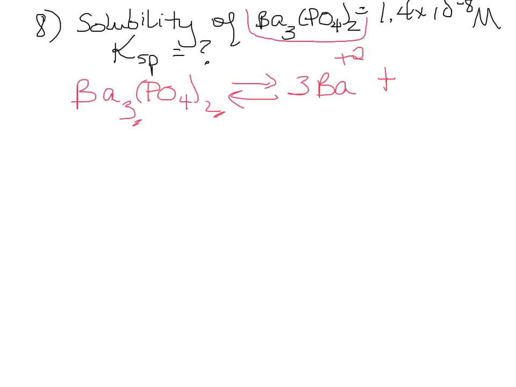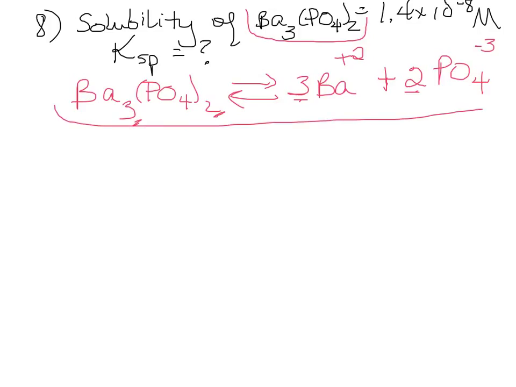As you notice, the subscripts become coefficients when they separate into the ions. So we have 2 phosphate ions. Phosphate has a charge of -3. Okay, so remember your charges. So there's the equilibrium. Now remember, if you have an ionic compound that's totally soluble, there's no equilibrium. It just completely 100% dissolves. So we only have equilibrium problems with slightly soluble or, quote, insoluble ionic compounds.